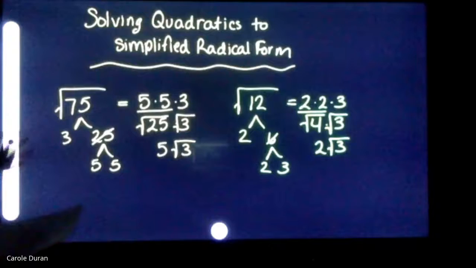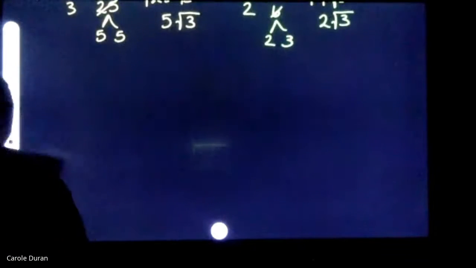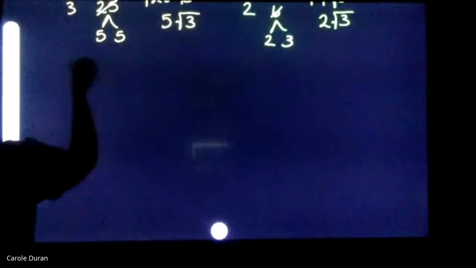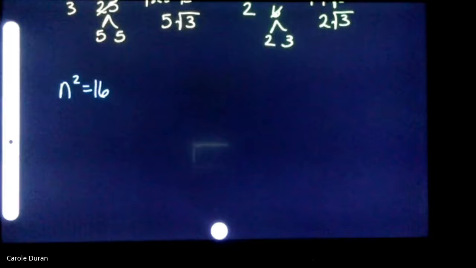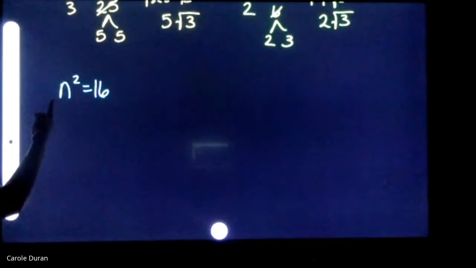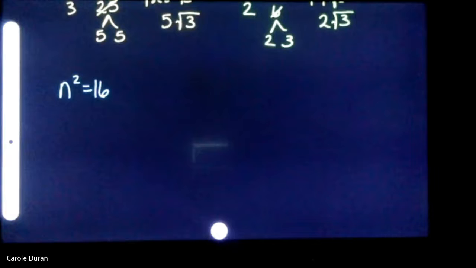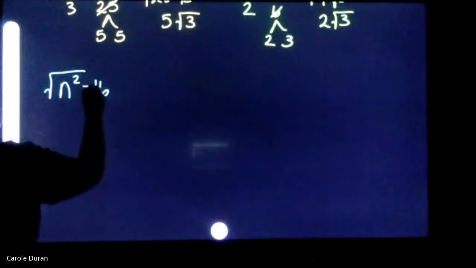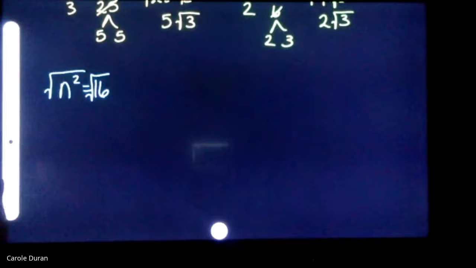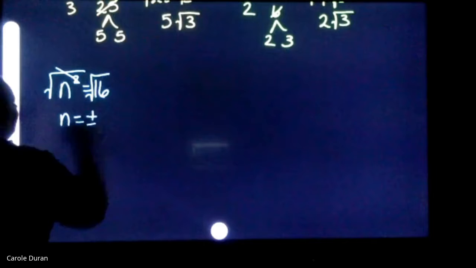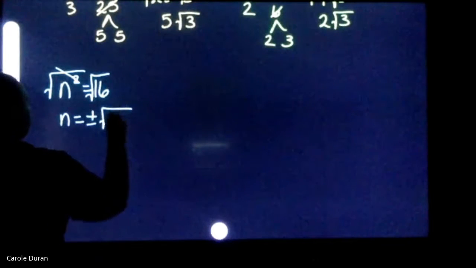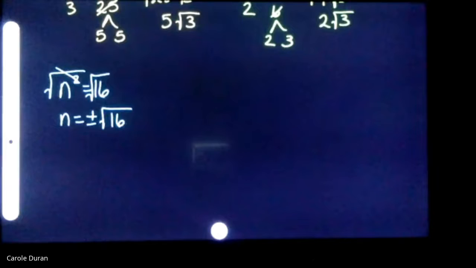Okay, so let's refresh our brains on how we solve some quadratic equations. So for instance, if I have n squared equals 16, the easiest way to solve this, because technically there are more than one, would be to get the n by itself by getting rid of the square that's attached. To get rid of that square, I take the square root. What I do to one side, I have to do to the other. A square root and a square cancel each other out. And I'm left with n equals plus or minus the square root of 16.